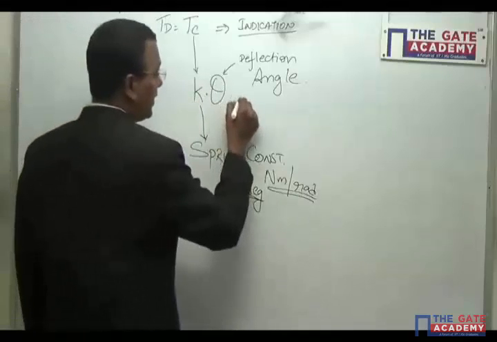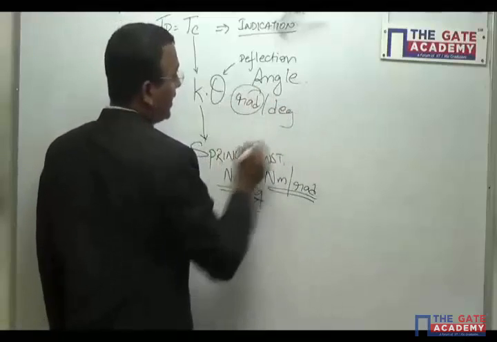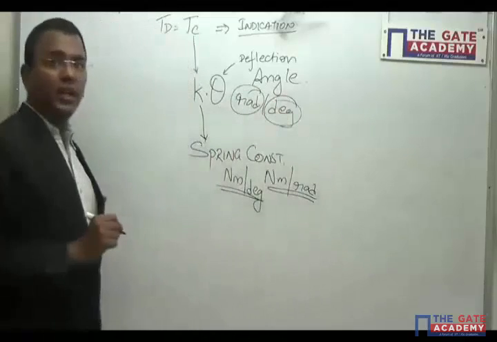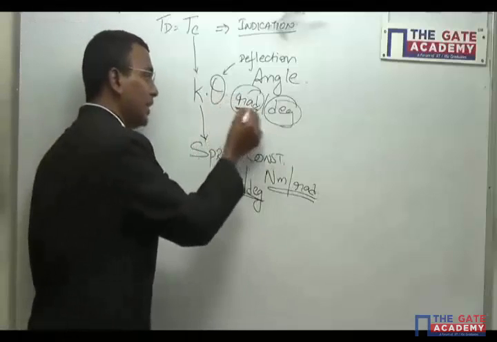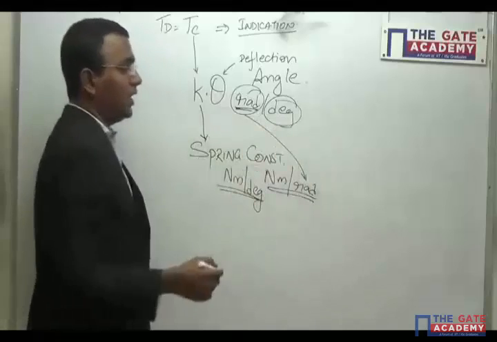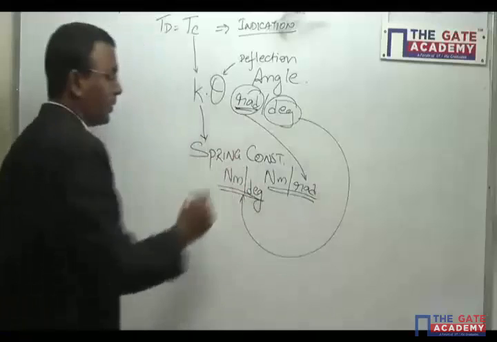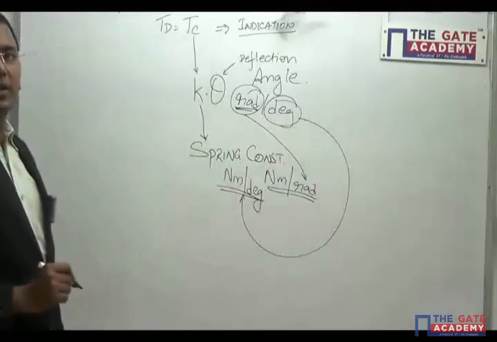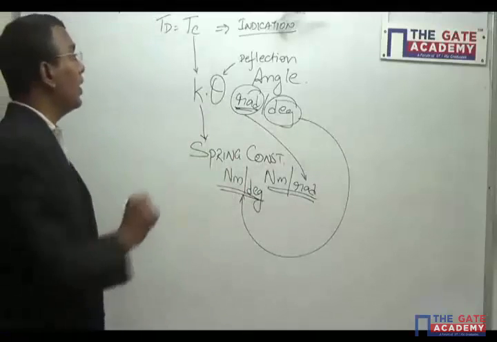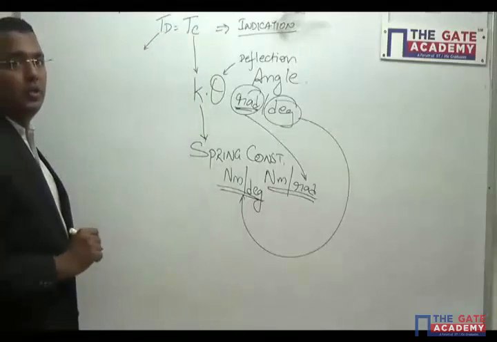Theta may be represented either in radians or in degrees. If your theta is represented in radians, your spring constant should be in Newton meter per radian. If your theta is represented in degrees, your spring constant should be in Newton meter per degree. This is very important. Let us work out the deflection torque of your PMMC instrument.